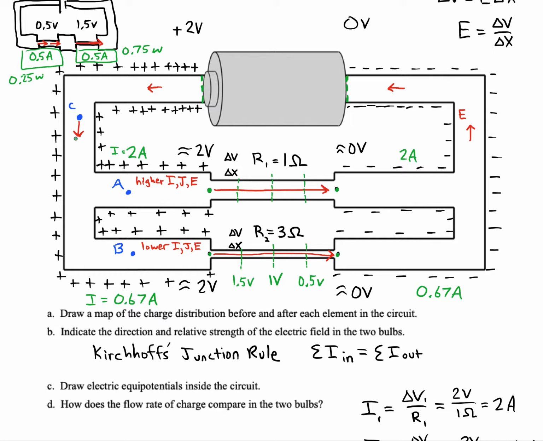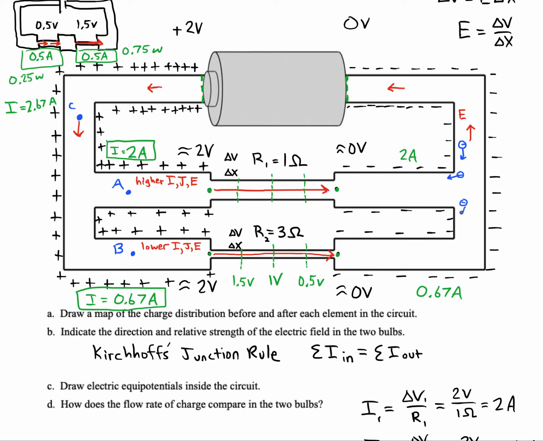So what we want to do to figure out how much current is going through point C is we can actually add the two currents that we had found. Current at point C is not going to be the same as the two of them. It's going to be the sum of them, 2.67 amps.